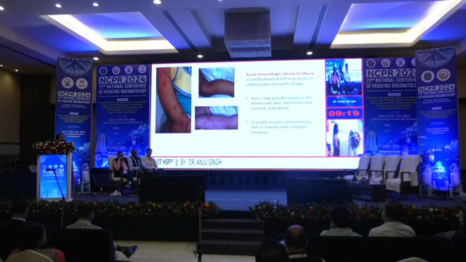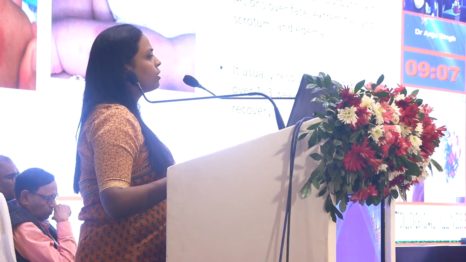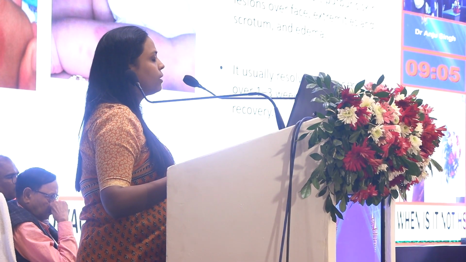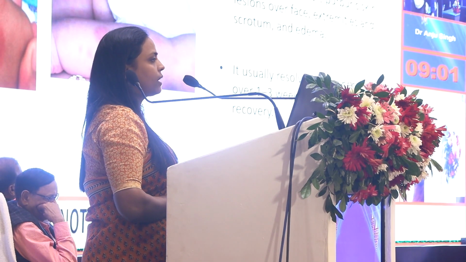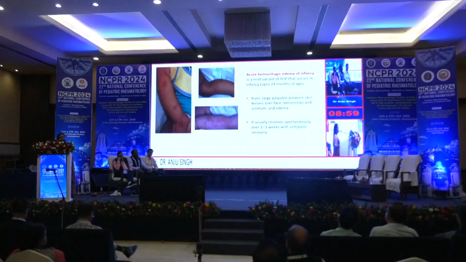But what is important to remember about this condition is that it is nice to see the spick-and-span picture and label it as acute hemorrhagic edema of infancy, but sometimes they can closely mimic the rashes of Kawasaki disease. Sometimes they can mimic urticarial vasculitis or a dermatological condition like erythema multiforme. In that situation, we really need to go through the clinical details, and accordingly we can reach the diagnosis.